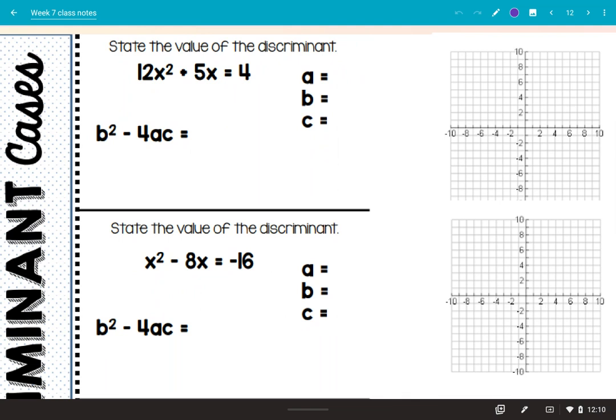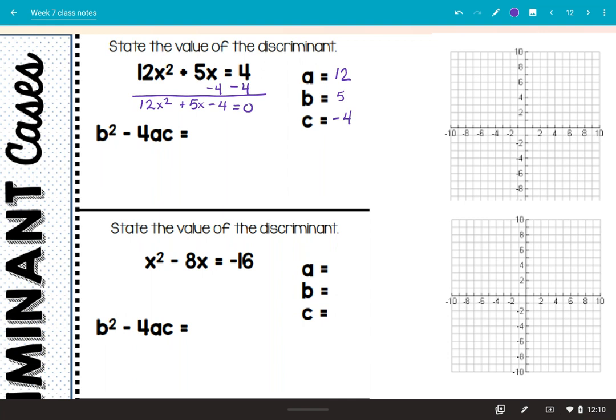So first thing we want to do, we want it to equal 0. We always want it to equal 0, so we're going to minus the 4 on both sides. The negative 4 and the 5x and the 12x squared, they don't combine because they're not all the same. So we're just going to go 12x squared plus 5x minus 4 equals 0. The a is 12, the b is 5, and the c is negative 4. Please take the signs with you.